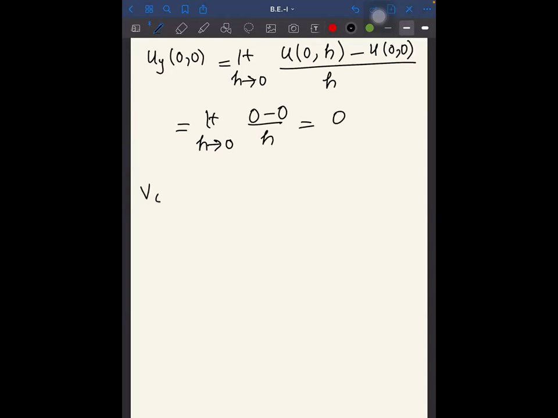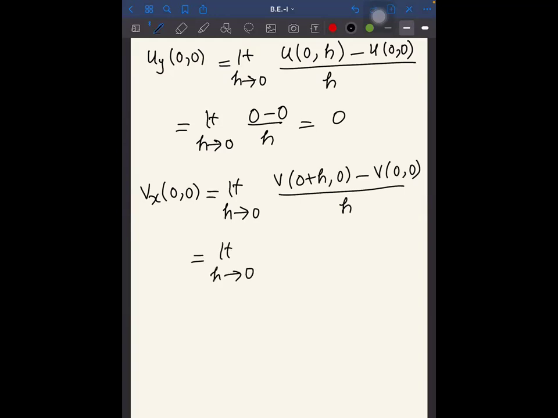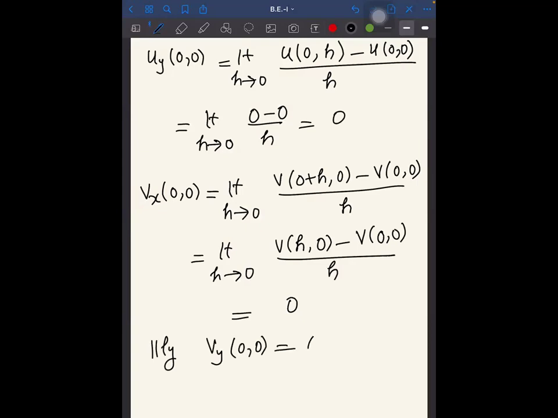Similarly, if you calculate vx(0,0), that will be limit h goes to 0, v(0+h,0) minus v(0,0) upon h. Since your complete v is 0, this will be nothing but 0. Similarly, vy at (0,0) will also become 0, right? Are you getting this point? Yes, sir. So now, what does it mean? You get all those things 0.